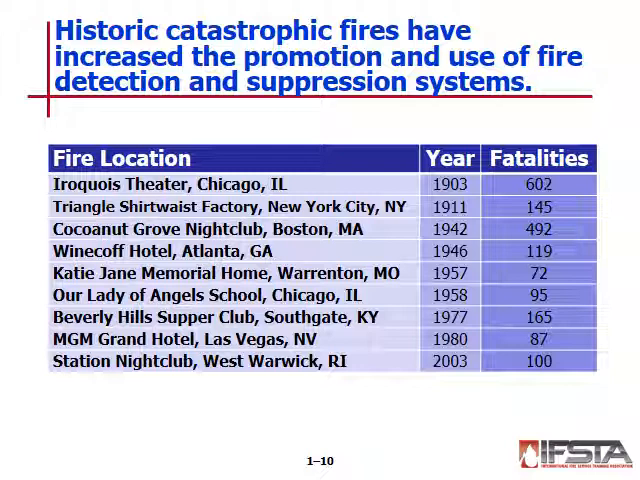But if you look at them, all your fires here, from the Triangle Shirtwaist Factory in New York City in 1911, you had 145 loss of life. The Coconut Grove nightclub, 492. The Winecoff Hotel in Atlanta, 119. The Station nightclub fire, and this is more modern times, that was in 2003, and you had 100 individuals that lost their life.